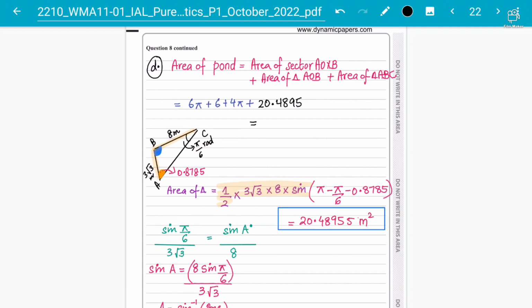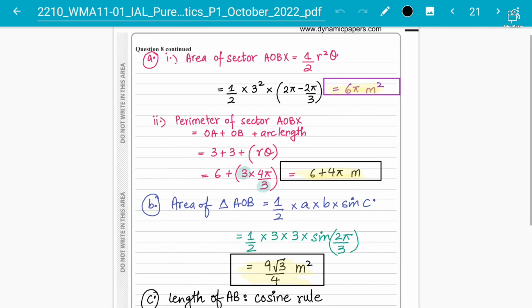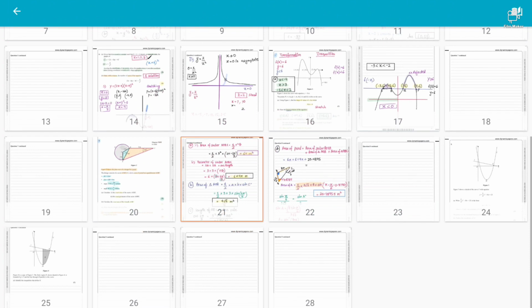And just add all of them up, and you have to give the answer to two significant figures. So 6 pi plus 4 pi becomes 10 pi already, and then plus 6 and plus 20.4895. So we are going to get, students, as 20, and the area of, let's see, there is some mistake here.